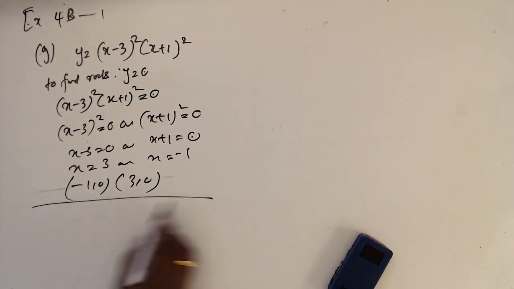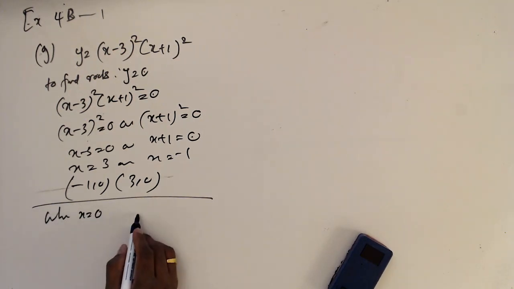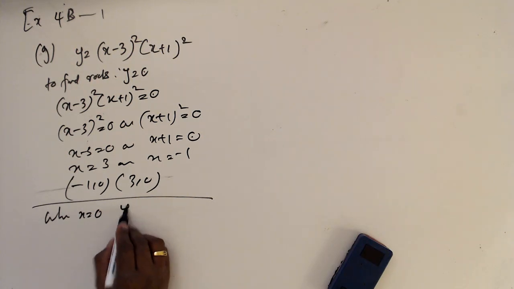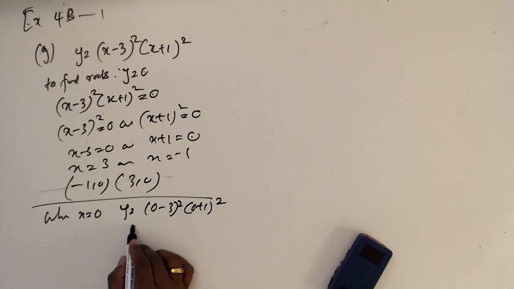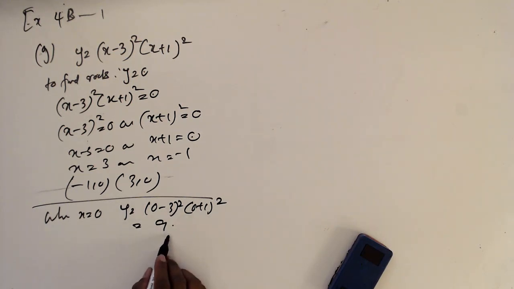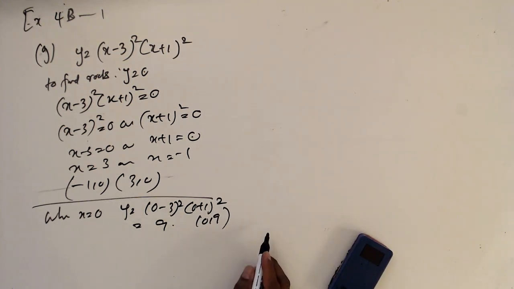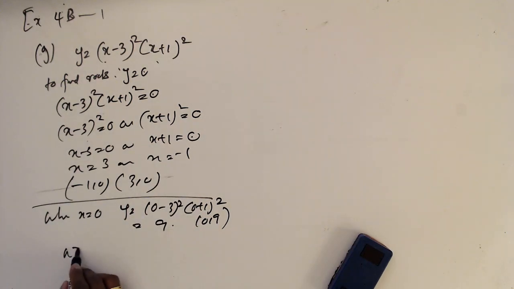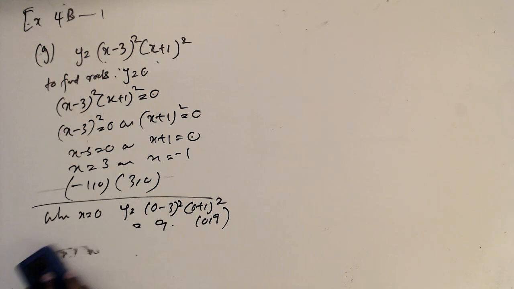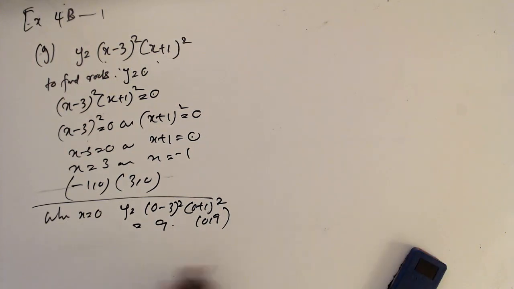Now when x equals 0, we can see what will happen to y. y equals 0 minus 3 squared, 0 plus 1 squared, which is going to be 9 times 1, 9. So this is 0, 9. And I know that a is going to be greater than 0. This is going to be a W type graph. So we will express that information differently. We will say that as x goes to positive infinity, y also goes to positive. As x goes to negative infinity, y still goes to positive.